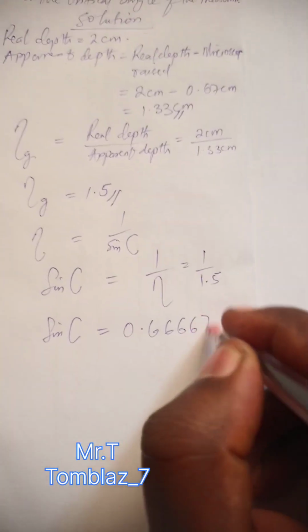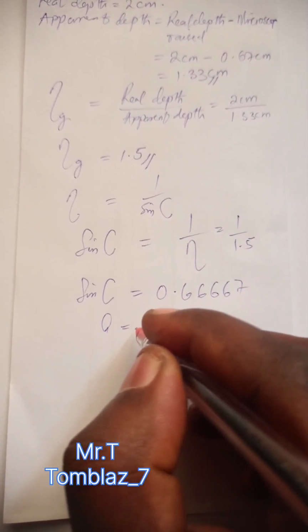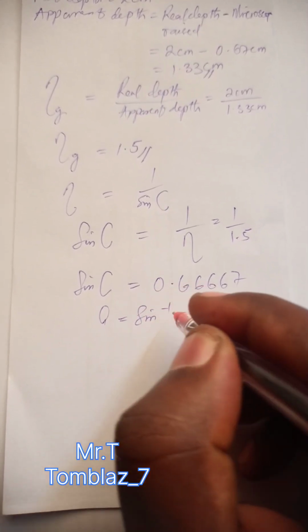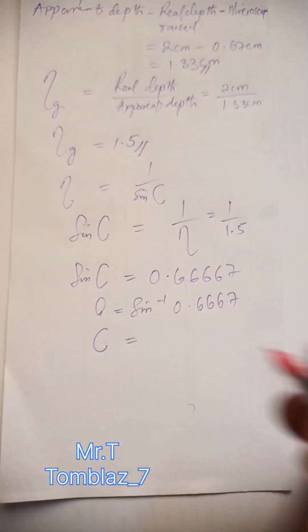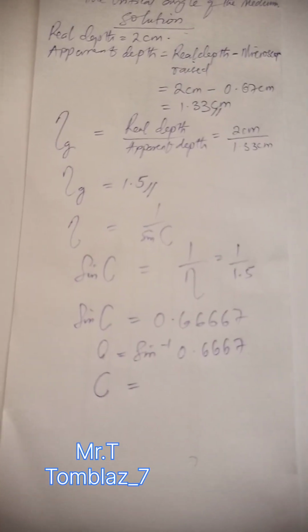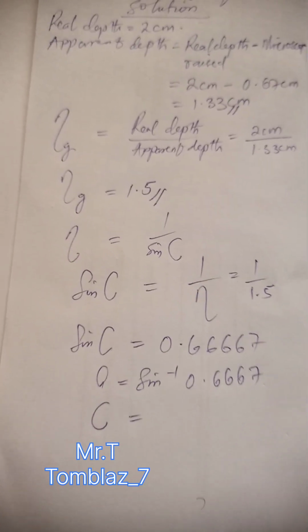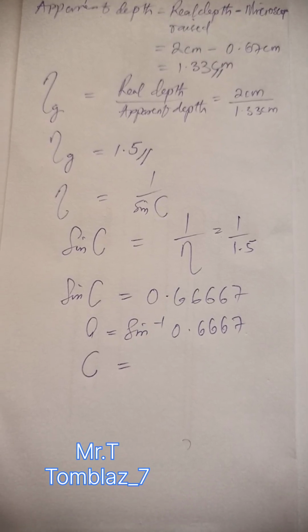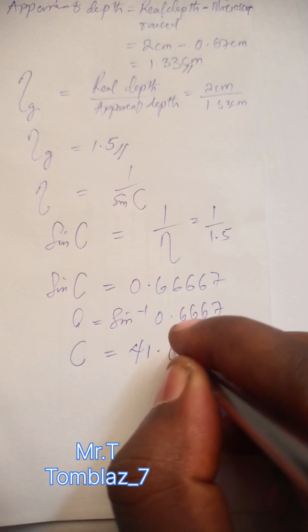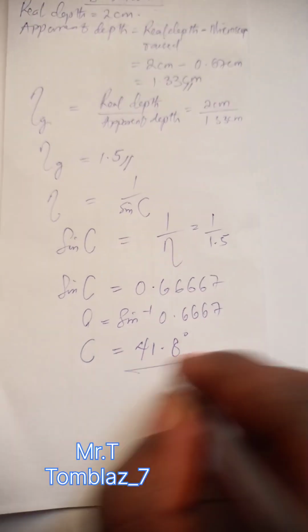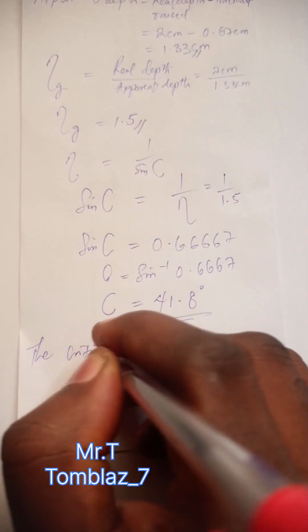So sine C will be equals to 1 divided by 1.5, which will give you 0.6667. All right, so our C now will be equals to sine inverse of 0.6667. So C, which is the critical angle, let's find the sine inverse of that value. Sine inverse of 0.6667 is going to give us 41.8 degrees.